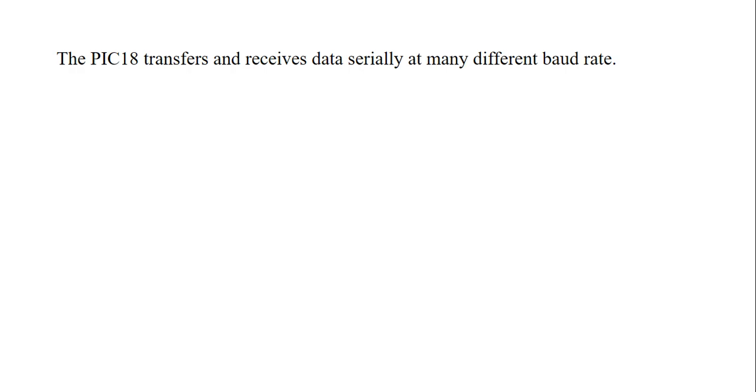Baud rate is related to modem terminology. The baud rate means signal changes per second. We'll see one by one.